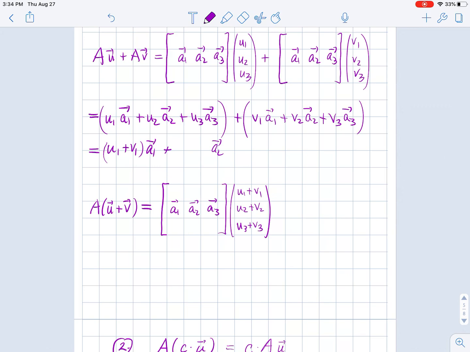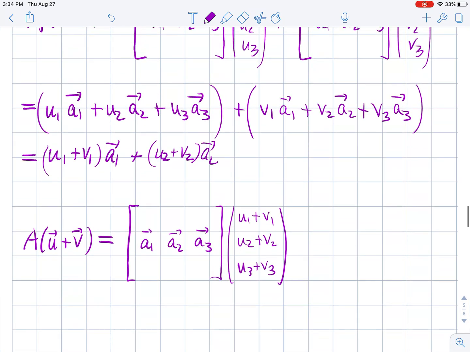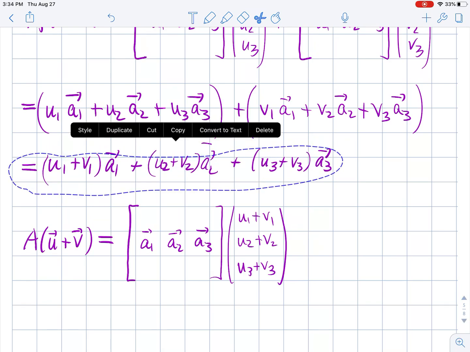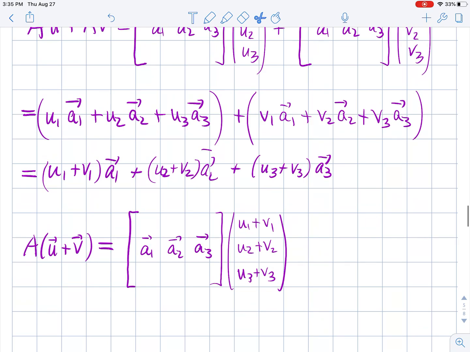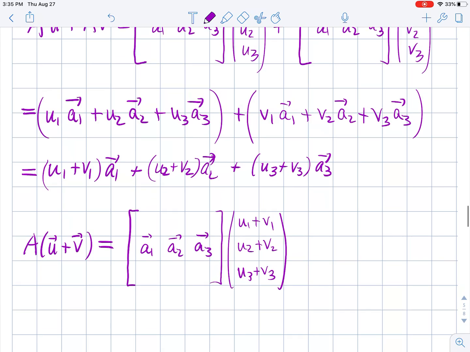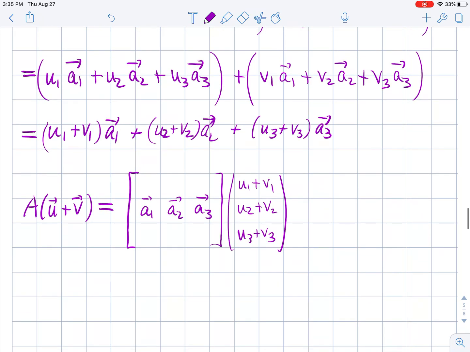And then you can see that the same sort of thing happens with the second vector. That's u2 plus v2. Zoom in a little bit. This is going to be u3 plus v3 times the third vector. And so if I just allow for a little bit more space, we have a nice simplification of that matrix product. And now let's do it the other way, right?